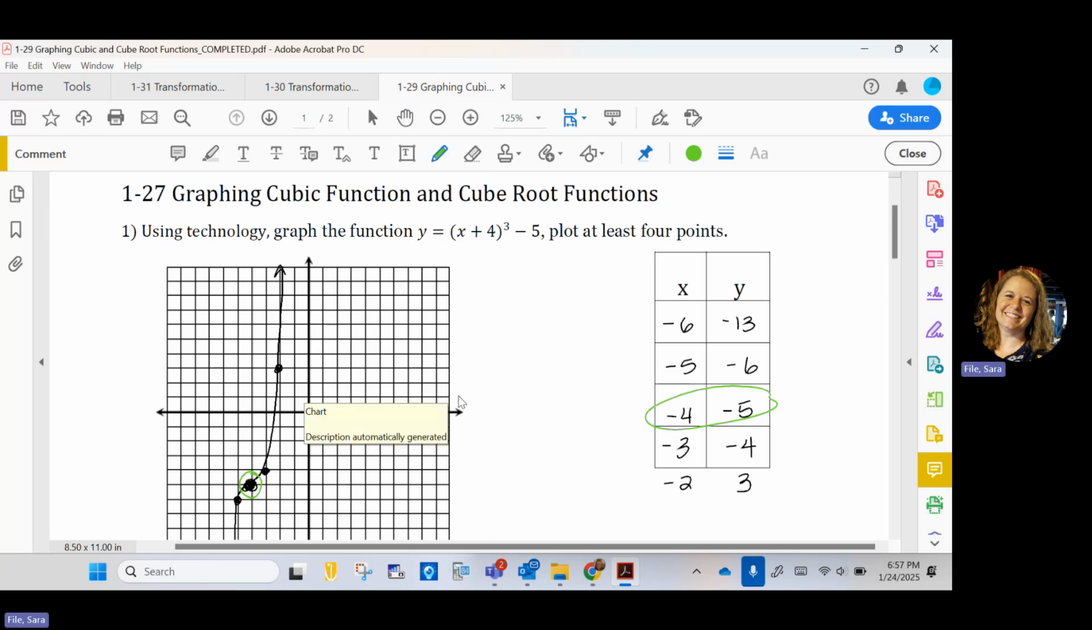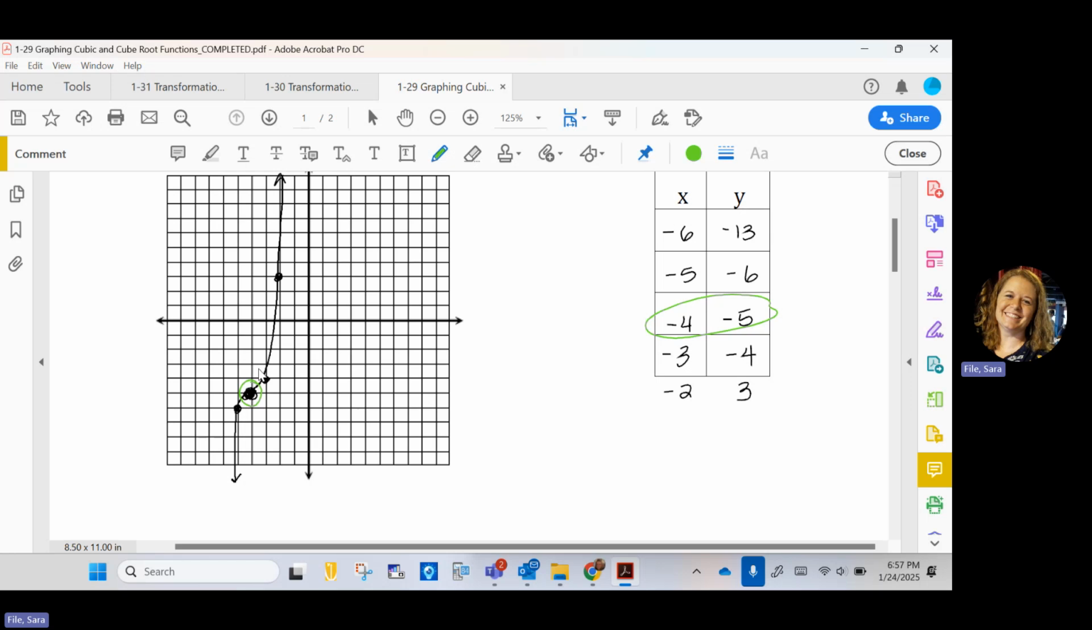I plotted those points, and I've gone ahead and circled the point of inflection there in green. So that was the point of inflection. Then I got 2 points to the right, 2 points to the left. That last one to the left, (-6, -13), would be about down here. It didn't fit, so I just plotted 4 for that one.